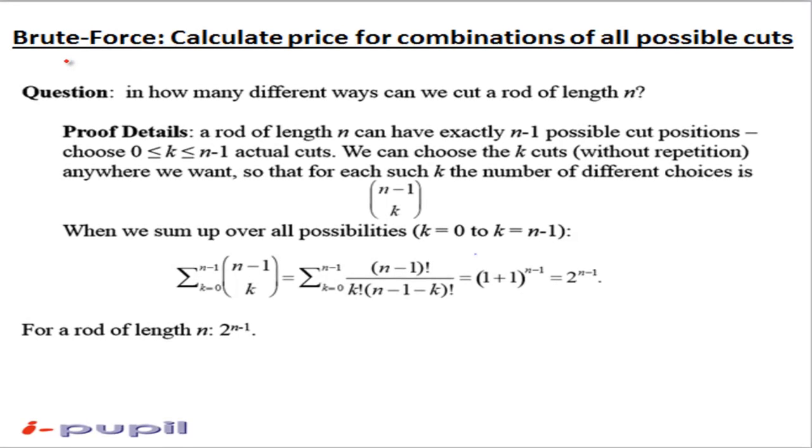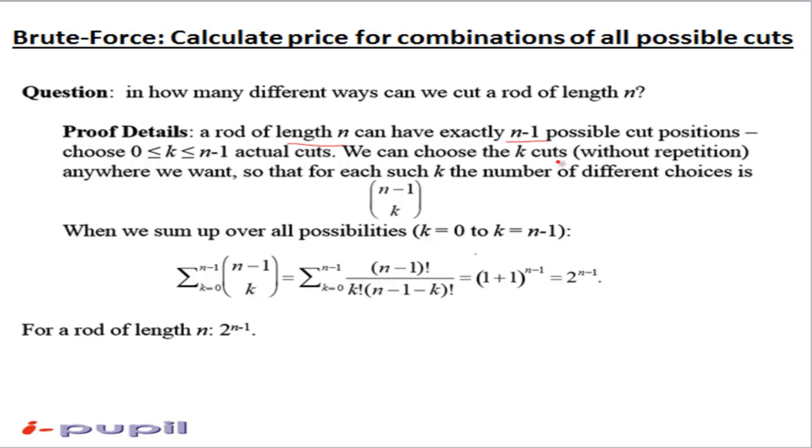Now let's look at the solution. A simple brute force solution would be to calculate price for combinations of all possible cuts. So the question is, in how many different ways can we cut a rod of length n? A rod of length n can have exactly n minus 1 possible cut positions. That is, we can choose to cut it from 0 to n minus 1 values. For example, a rod of length 2 can have exactly 1 possible cut position, a rod of length 3 can have exactly 2 possible cut positions, and so on.